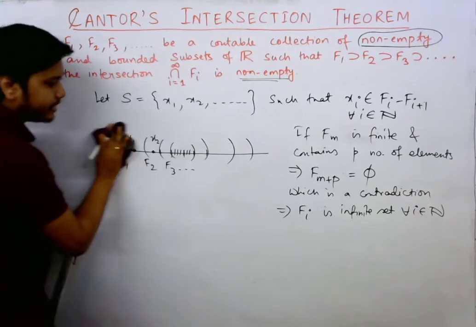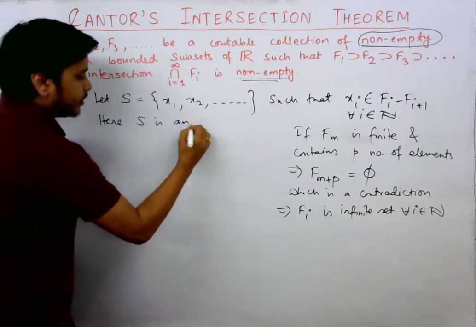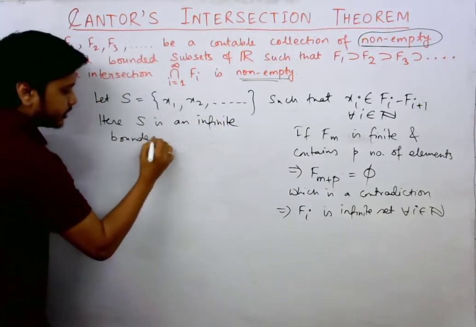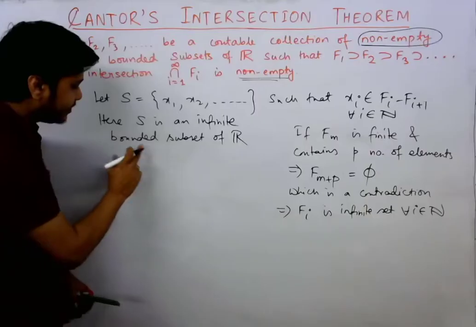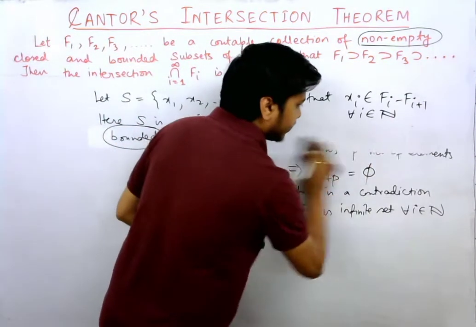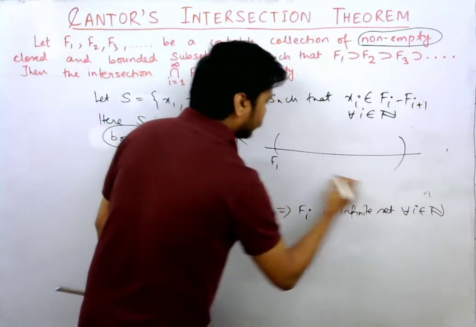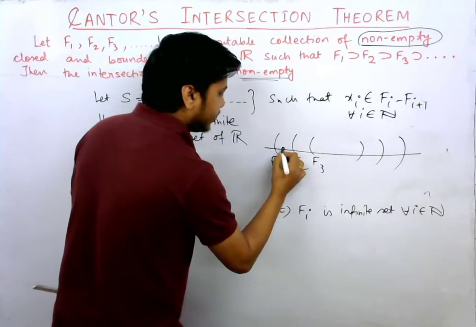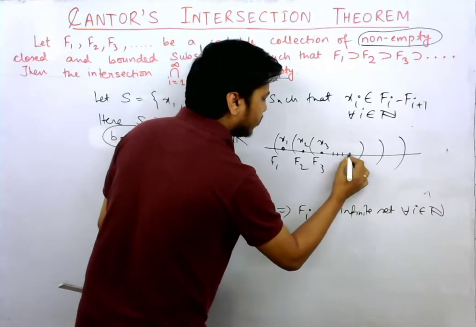So obviously I can say that here S is an infinite bounded subset of R. Now how could I say that this is bounded? How could I make this conclusion? See, if I just draw the figure, I had my F1 set out here, my F2 set out here, my F3 set out here. So here was my x1, here was my x2, here was my x3, like this it was going on.